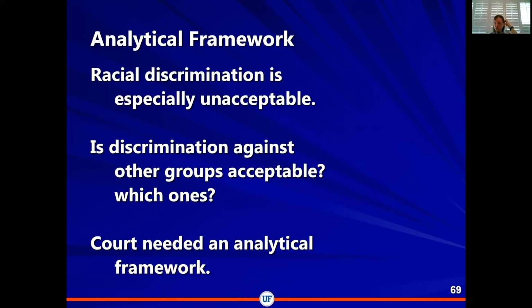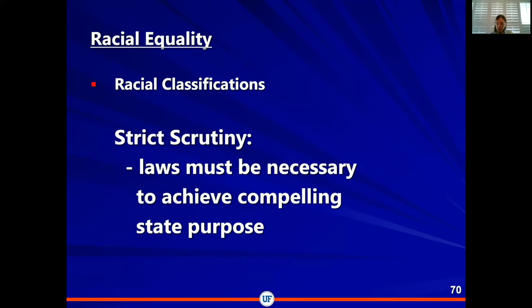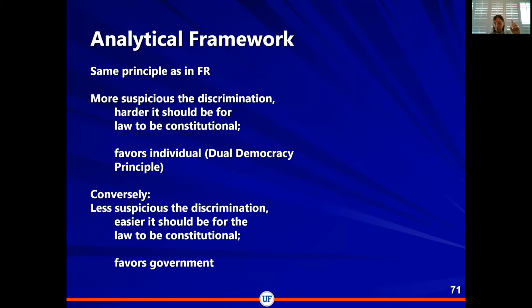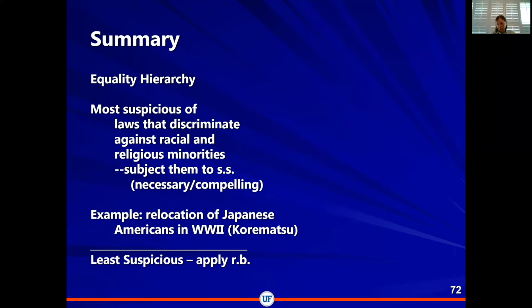But what about other groups? And here again, the court needed this analytical framework. Racial classifications have to meet strict scrutiny. They have to be necessary to achieve a compelling state interest. And again, the more suspicious we are of the discrimination, the harder it should be for the government to impose that burden on us. That favors the individual over the state. The less suspicious we are, the easier it should be for the state to win. That favors the state over the individual. That's where I get my equality hierarchy.